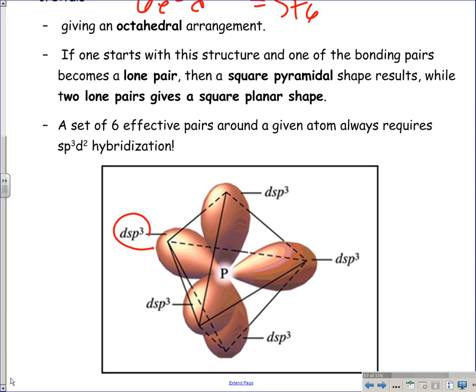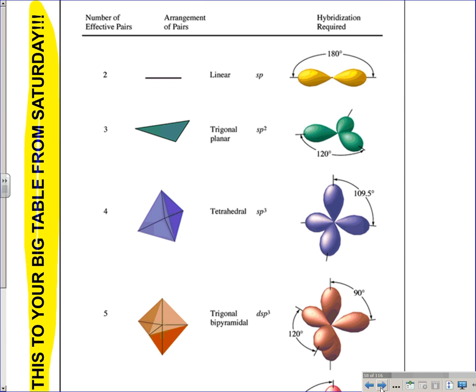I have one more slide for you and that's it, okay? Just on bonding, because I already talked about sigma and pi, but I just want to let you see some more details. I was going to have you add this to your notes, but do you think you can do this? If it's linear, two effective domains, so it's sp. If it's trigonal, sp2, tetrahedral, sp3, and if it's bipyramidal or octahedral, it's got the d's.